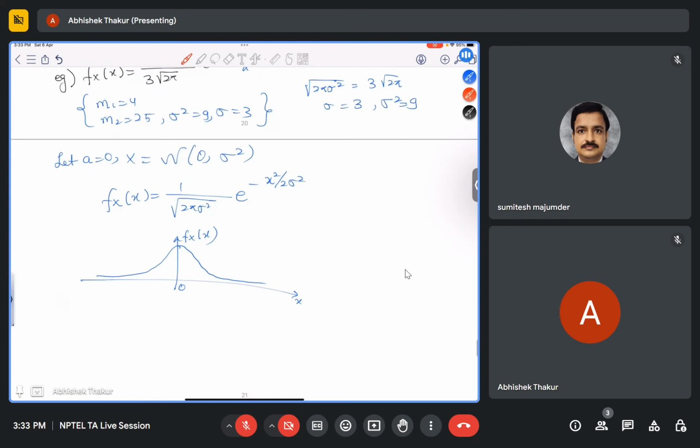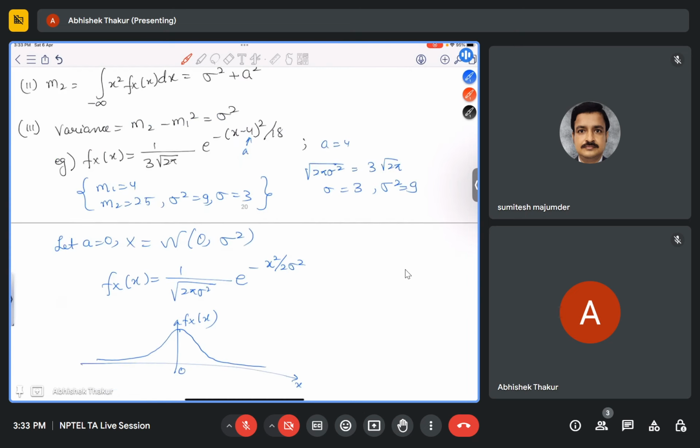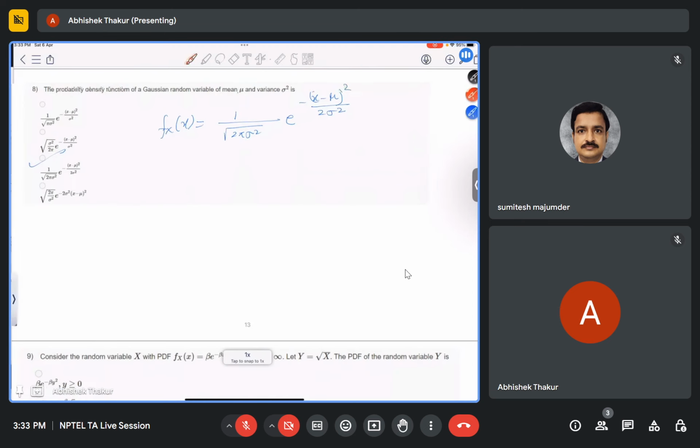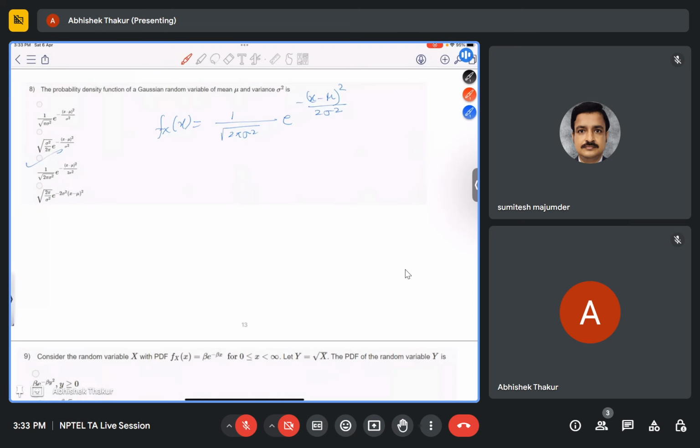So you can see this. And also, let's suppose a question is given like the probability density function here. This value is the mean always. This is mu. And this 18 is 2 sigma square. So variance, sigma square, will be 18 by 2, that is equal to 9. We have already studied this in the last lecture about Gaussian random variable. The same question is here. So option number C is the correct answer for this question.